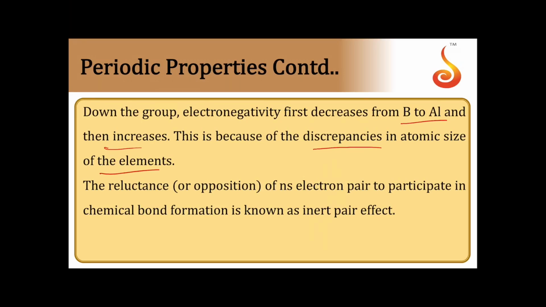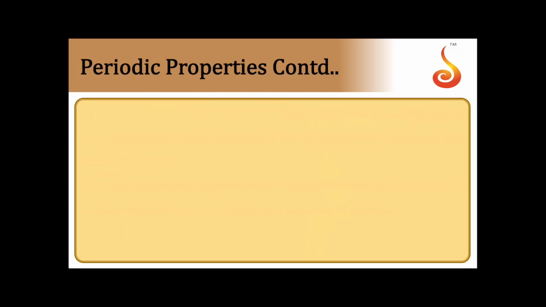When it comes to the oxidation states, the common oxidation state of the elements is +3. However, down the group we can see +1 becomes more and more stable. That is because of the inert pair effect. It implies thallium exhibits a stable +1 state only.